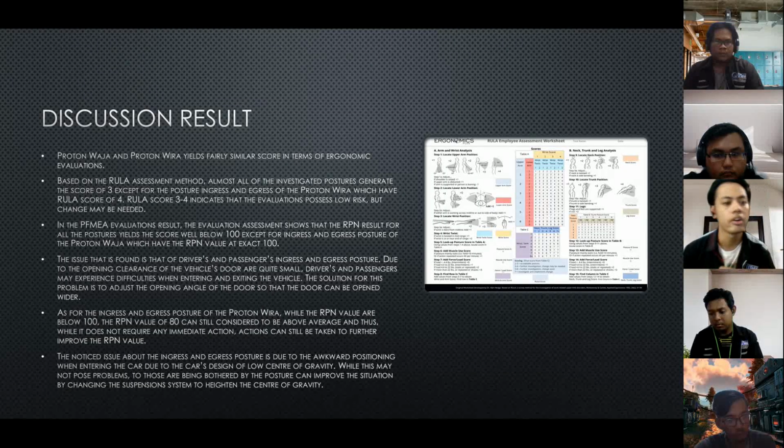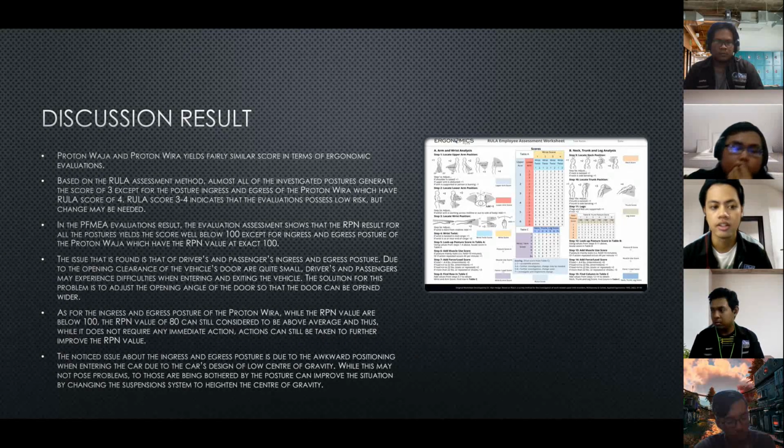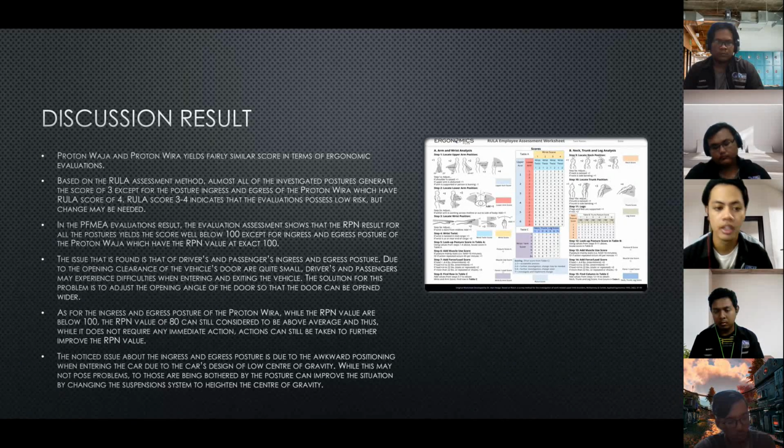Alright, for discussion. From what we've seen in the results, Proton Wajah and Proton Wira yield a fairly similar score in terms of ergonomic evaluation. Based on the RULER assessment method, almost all of the investigated postures generate a score of 3, except for the ingress and egress posture of the Proton Wira, which has a RULER score of 4.